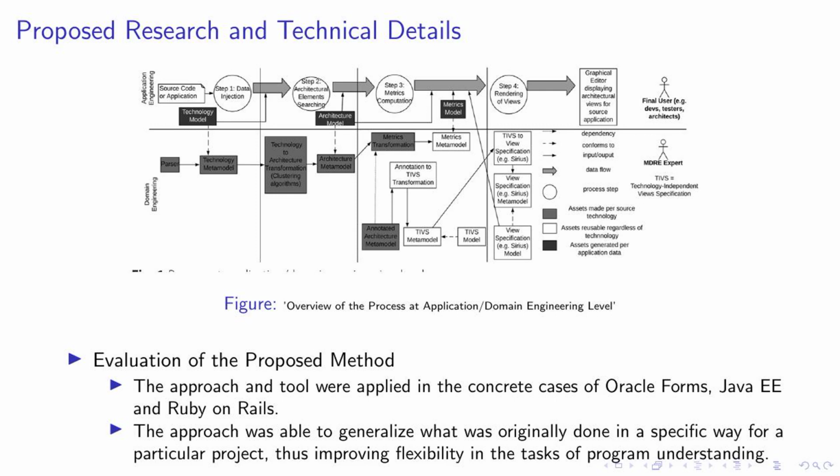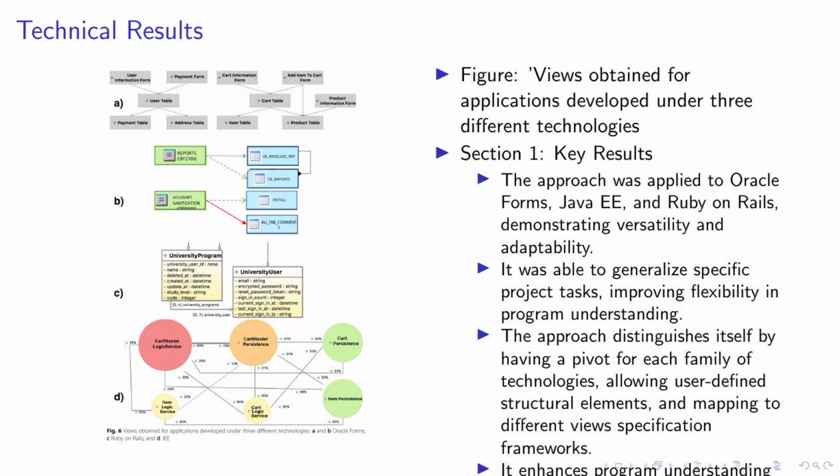On this slide, we delve into the technical results of our approach. As you can see in the figure, we've obtained views for applications developed under 3 different technologies: Oracle Forms, Java EE, and Ruby on Rails. This demonstrates the versatility and adaptability of our approach. Our method excels in generalizing specific project tasks, which enhances flexibility in program understanding.